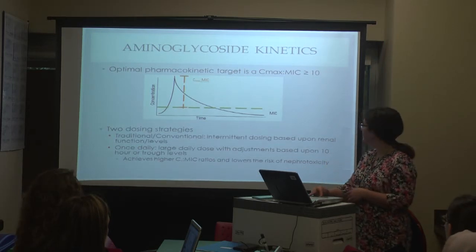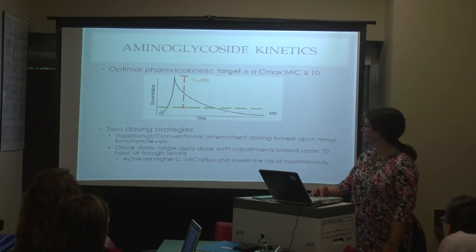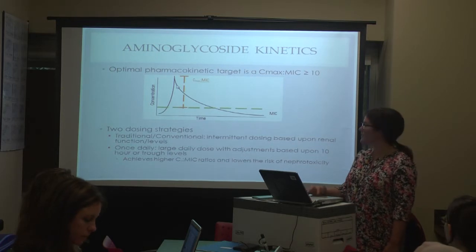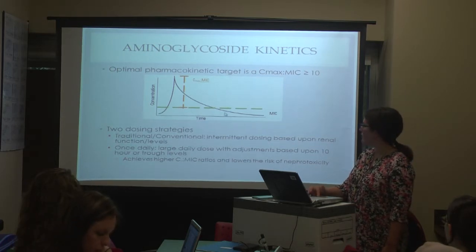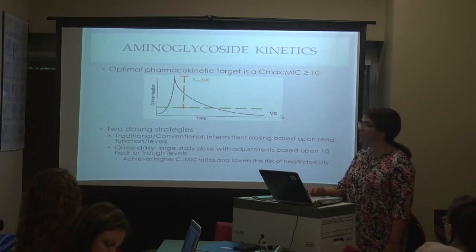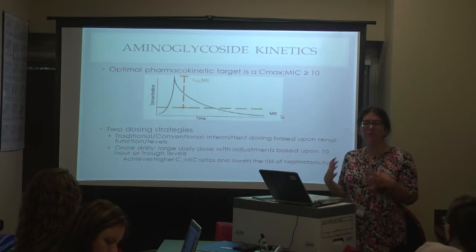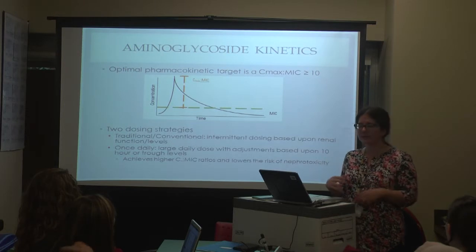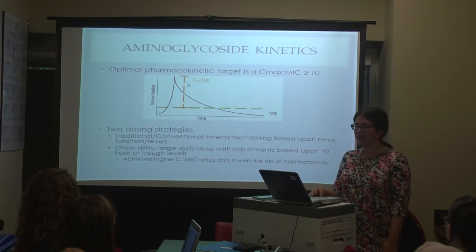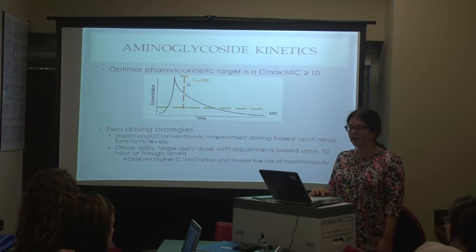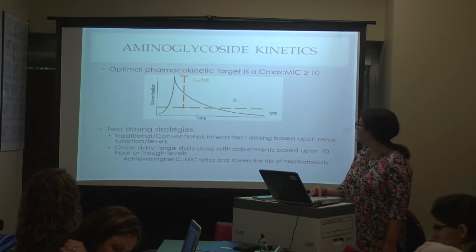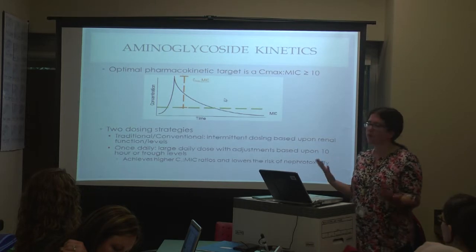So here you can see that this is a concentration of the drug. As we're infusing, we're here, and then as we're distributing in the body and then starting to eliminate, the concentration goes down. Our minimum inhibitory concentration is the concentration in the body that doesn't allow the bacteria to grow anymore and inhibits its growth. And so we want to get a concentration that's 8 to 10 times higher than that minimum inhibitory concentration. So that is our target for aminoglycosides.